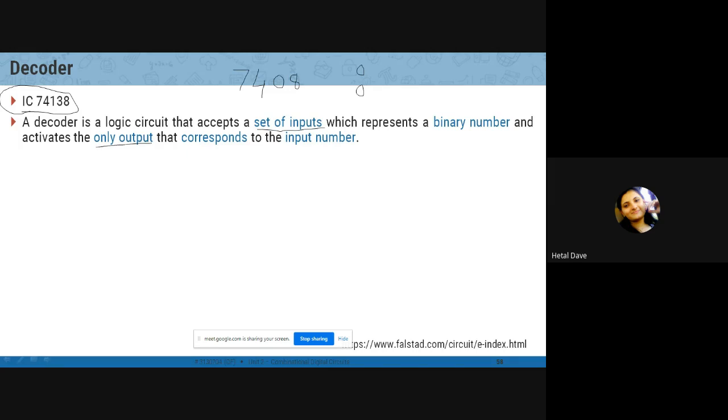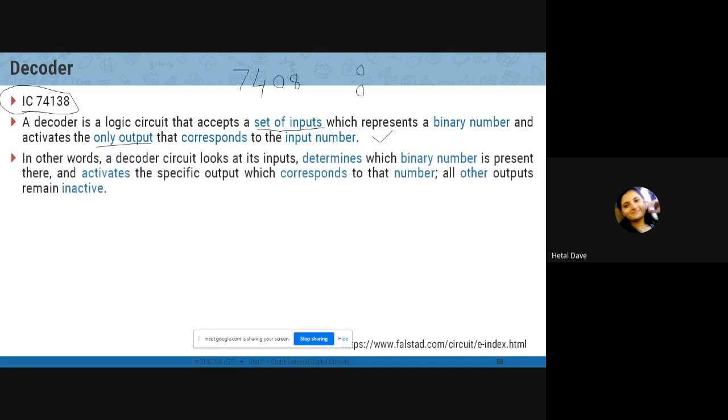We have seen this from the animation. One output line will be activated. Which output line will be activated? It depends on the input number. If 0 0 is at the input side, then the zeroth output line will be activated. The rest of the lines will be deactivated. So from the animation, I hope the definition of the decoder is clear.